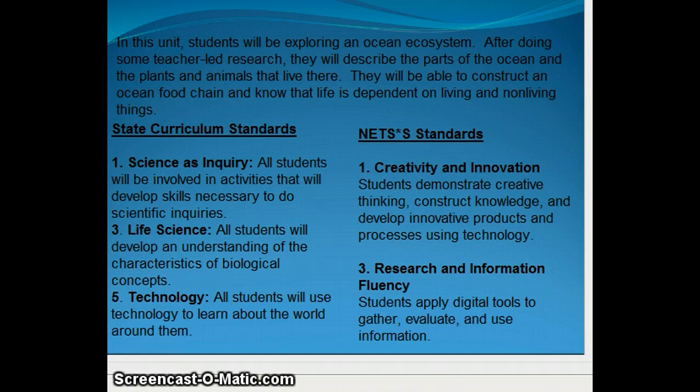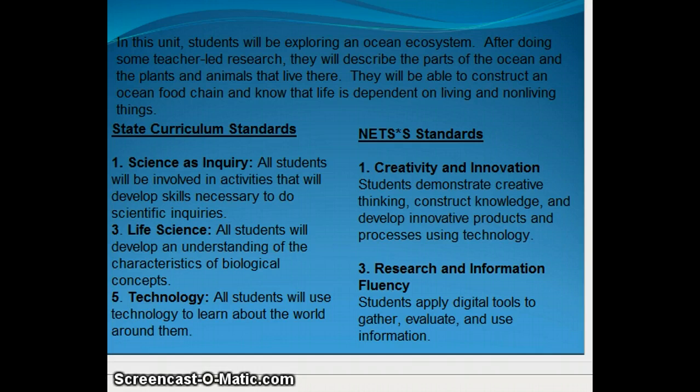This covers State Curriculum Standards 1, Science as Inquiry. All students will be involved in activities that will develop skills necessary to do scientific inquiries. Standard 3, Life Science. All students will develop an understanding of the characteristics of biological concepts. And Standard 5, Technology. All students will use technology to learn about the world around them.